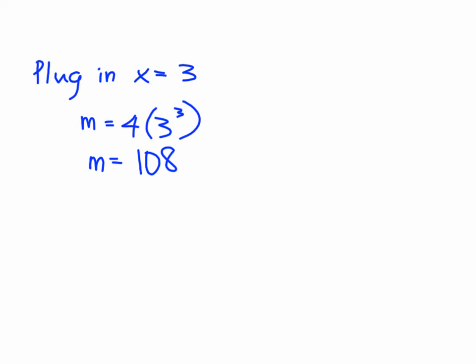Plug in x equals 3, because that's the point where the tangent line is. The derivative is the slope equation. Plug in 3 for x, and my slope is 108, because remember that by taking the derivative, that's the slope of the equation. Now that I have my slope, I can plug my information into y minus y1 equals m times x minus x1.